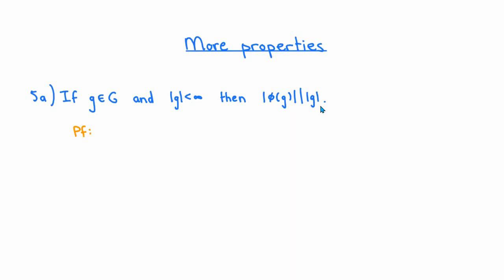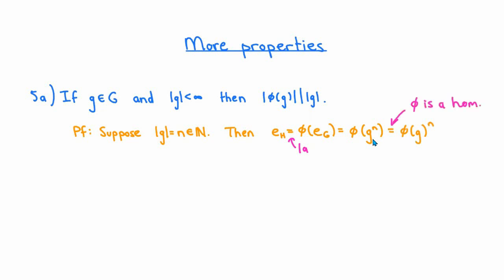Now the proof of this one is not too difficult, so let's suppose that the order of our element little g is n for some natural number n. And let's notice that by property 1a, the identity element in H is equal to the image under phi of the identity element in G. Well, since the order of g is n, that means that the identity element in G is equal to little g to the n. But since phi is a homomorphism, by property 1c, phi of g to the n is equal to phi of g to the n.